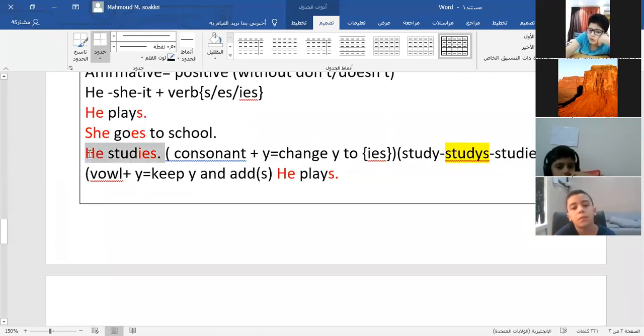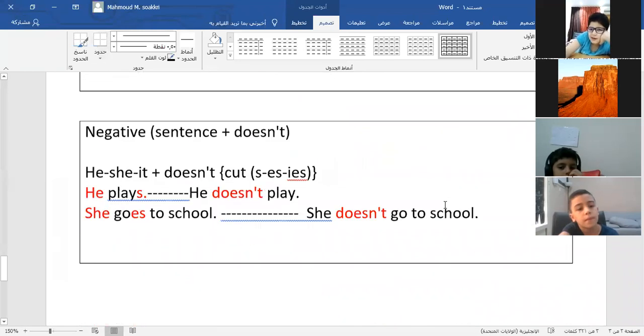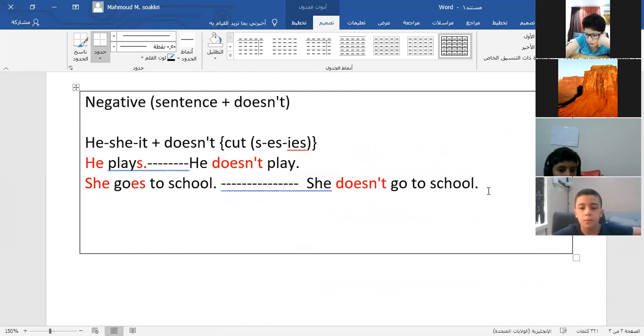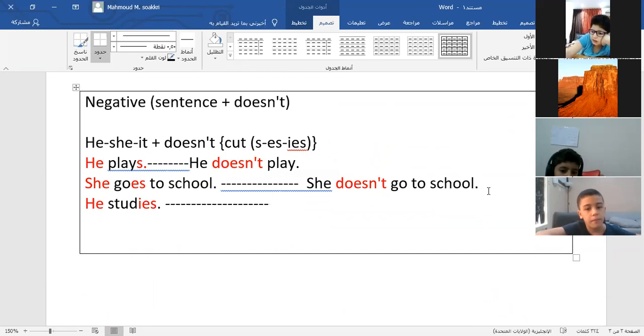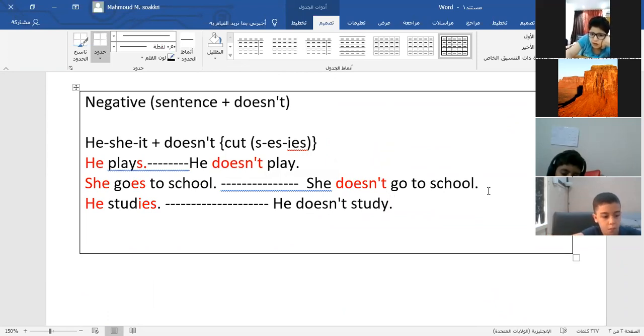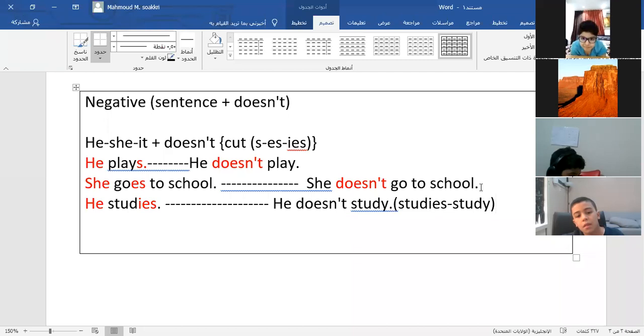And here, the last example before we go to the exercise. He studies. It becomes he doesn't study. Why? Because the verb studies was study, and we changed Y into IES. That's everything about this rule.